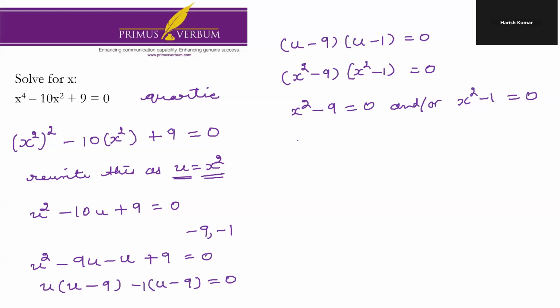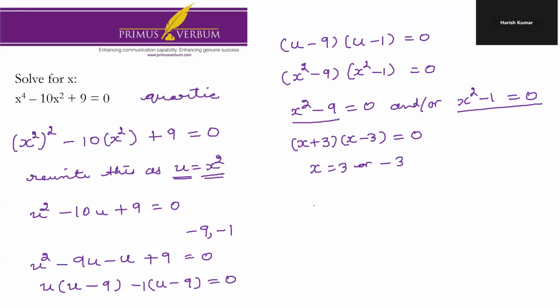Now, if you are aware of the product of differences, you will know that you can rewrite this as (x plus 3) into (x minus 3). That is, the product of these two differences will give us x square minus 9. So this is equal to 0. That means x is equal to 3 or minus 3.